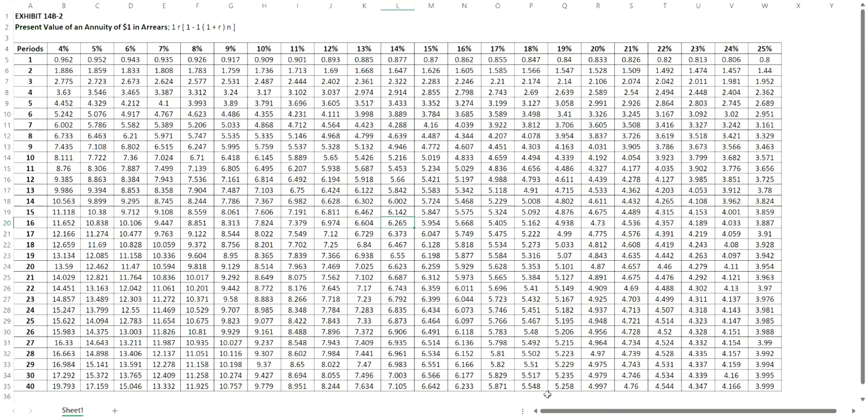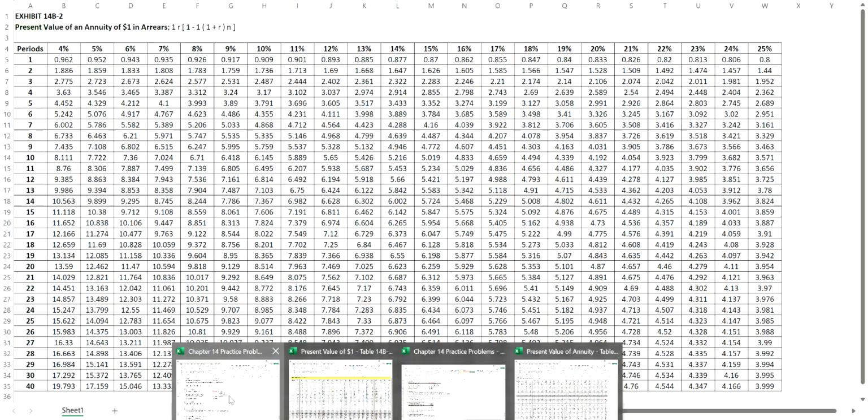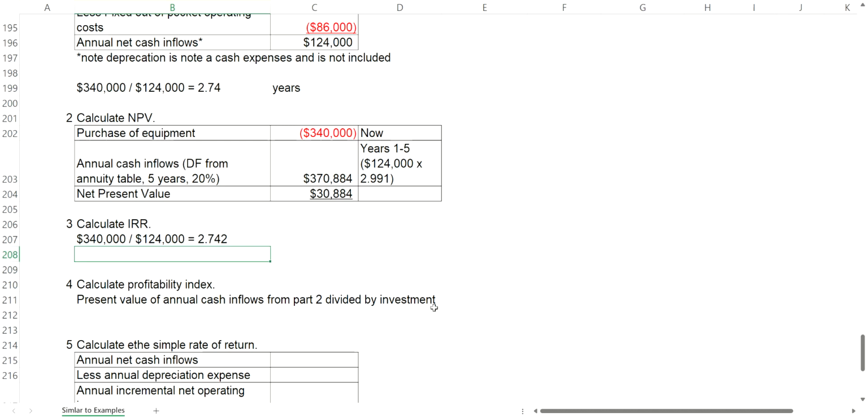Okay, so I'm going to go to the annuity table, look across the 5-year line, and again, I'm looking for 2.742. Okay, 2.742 is very close to 24% because 24% is 2.745. So as I look up, that's 24%. Therefore, as we look across and see that, our IRR is going to be 24%. And that's good. That is greater than our 22% required rate of return.